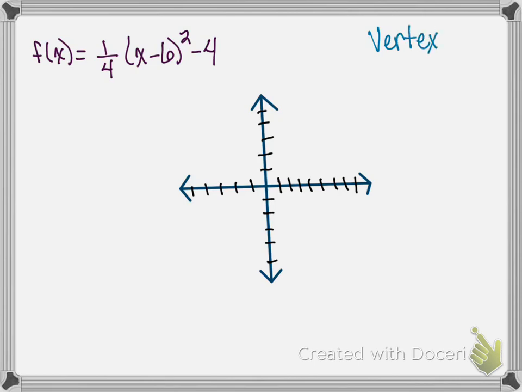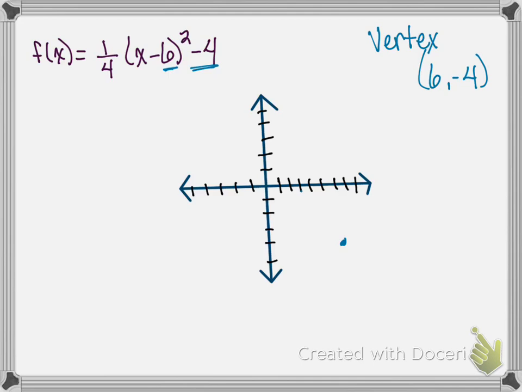What's my vertex? 6, -4. Excellent. 6, -4. So I go over 6. And then I go down 4. Okay, 1, 2, 3, 4, 5, 6. 1, 2, 3, 4. Good. Okay. Am I going up or down?